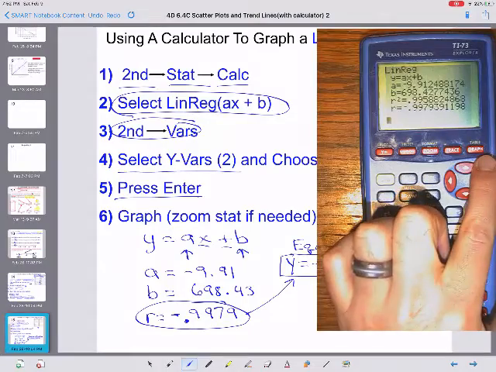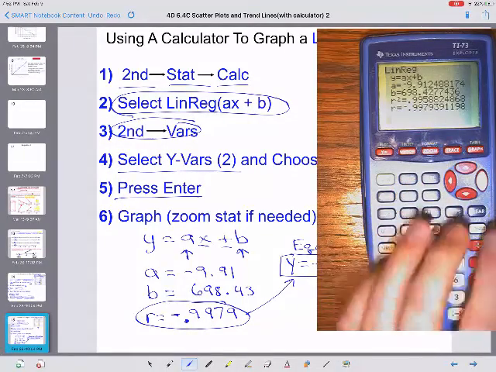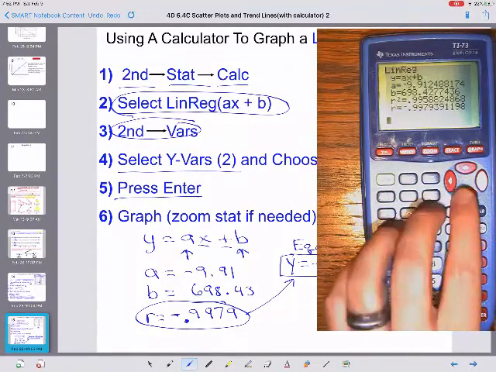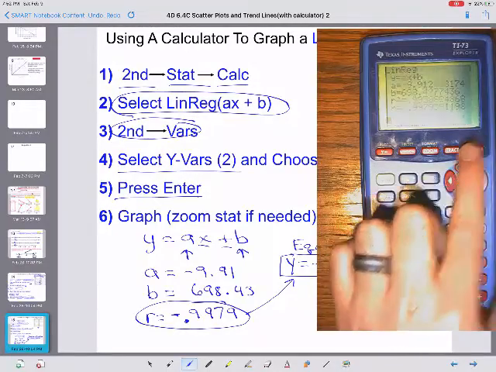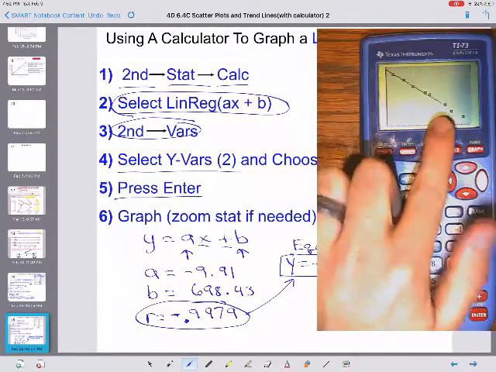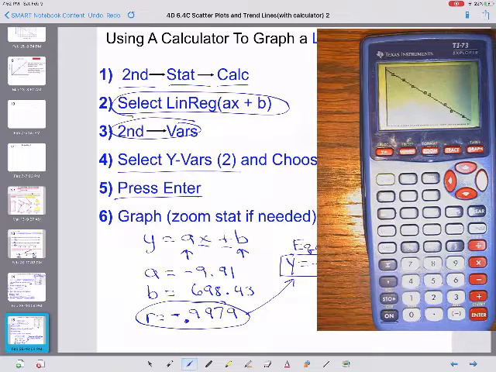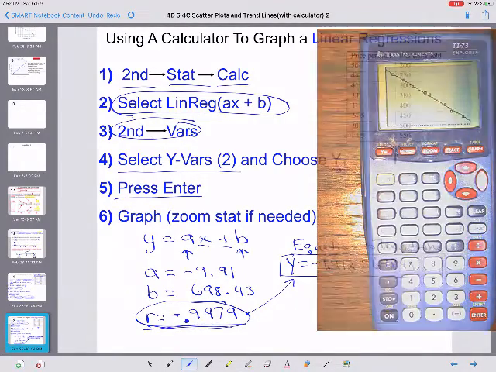Go ahead and go back to graph now. And this calculator now actually has that equation stored into the calculator, and it will now graph the trend line for me. You can see that line basically hits every single point. Some of them are a little off, but they're really, really close, hence the really strong correlation coefficient.